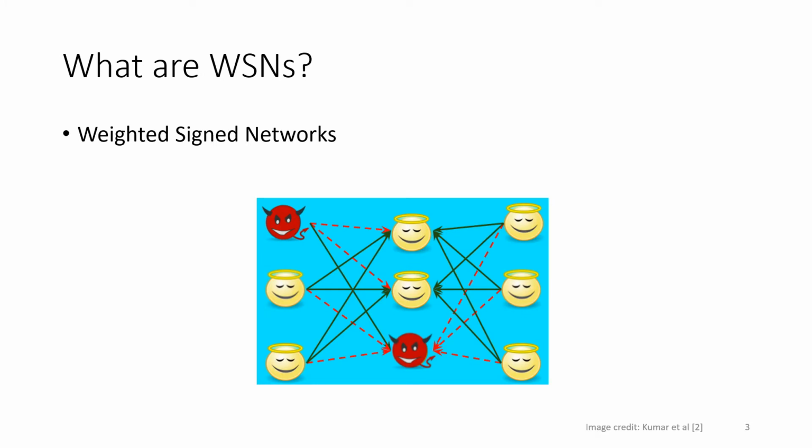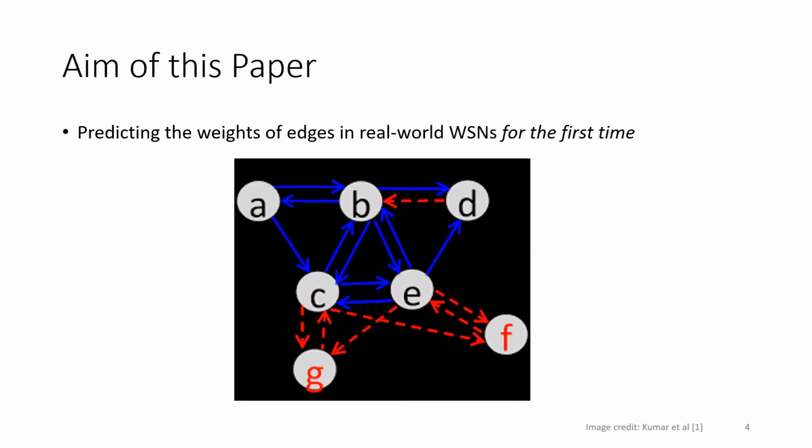Weighted signed networks are networks in which edges are labeled with positive and negative weights to capture likes or dislikes, trust or distrust, and other social relationships between people. The aim of this paper is to predict the weight of edges in real-world weighted signed networks for the very first time. This will be done by taking 6 real-world WSNs as inputs to predict the weight of their edges.